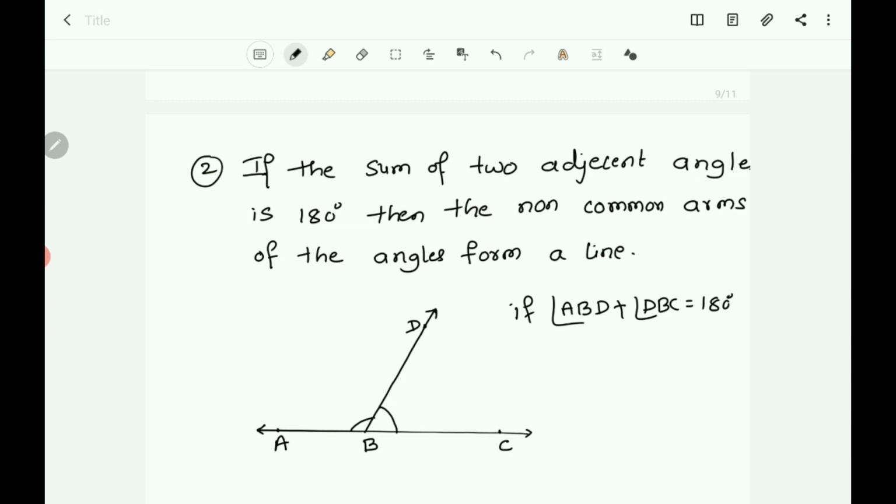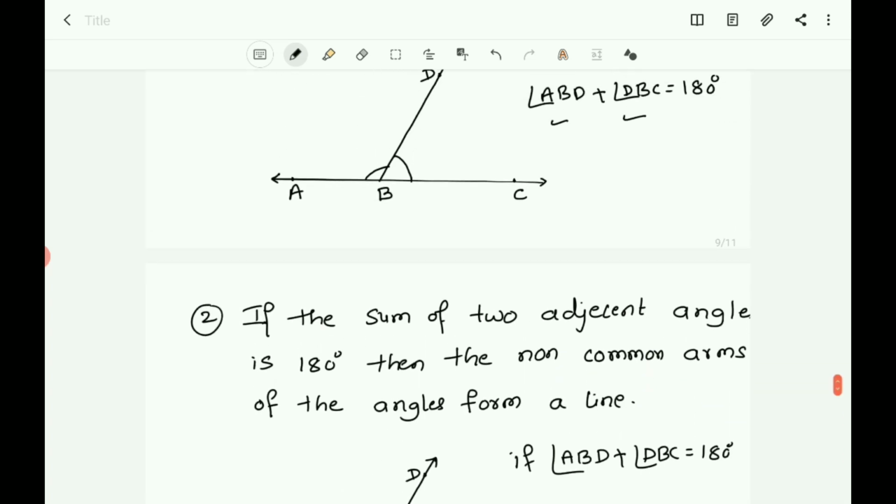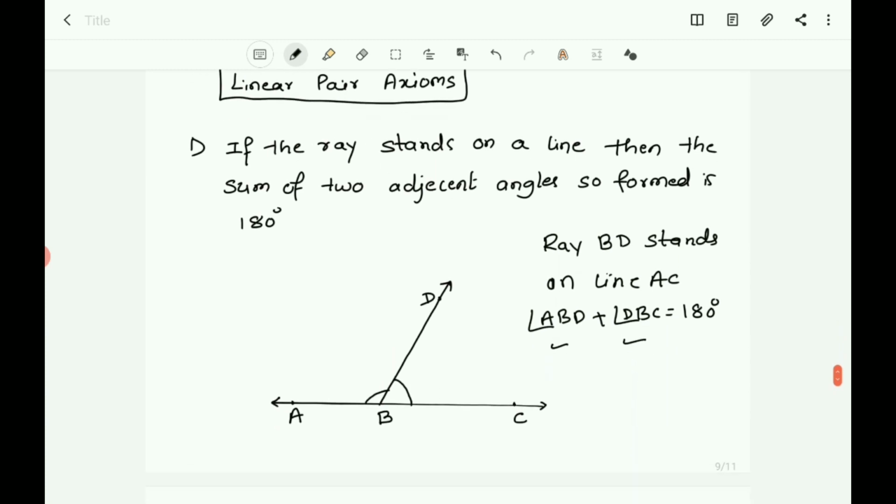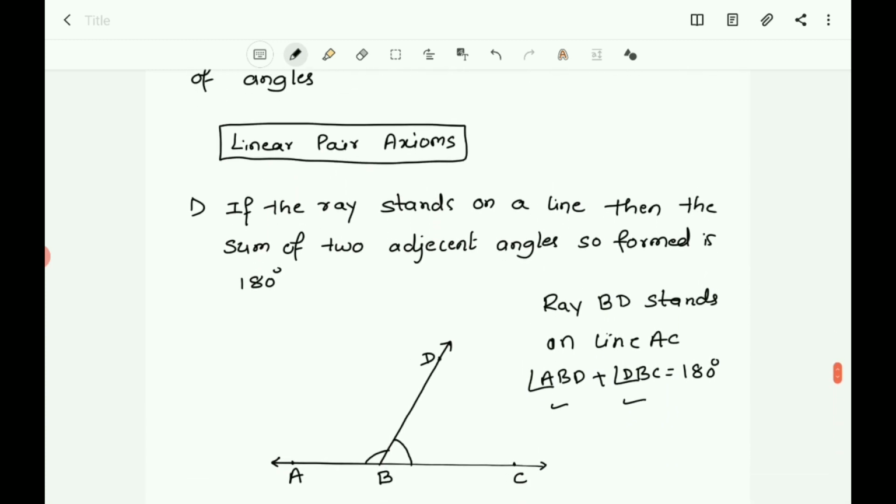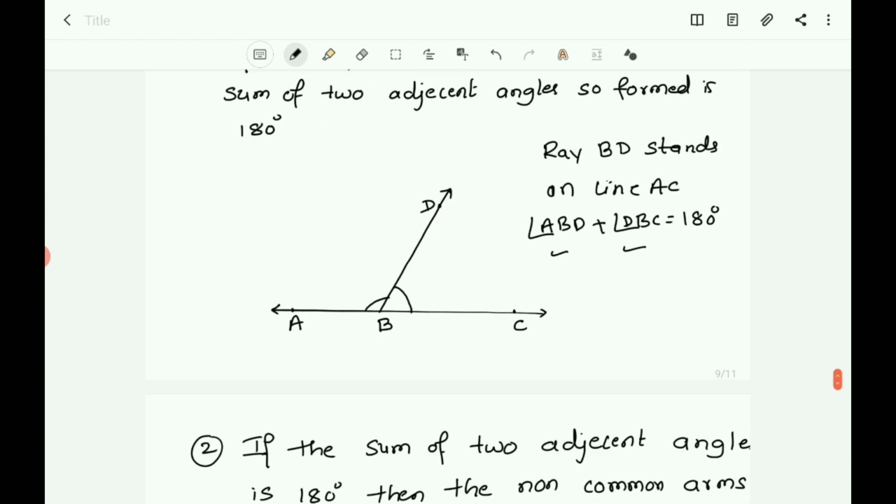Which are the non-common arms here? You know that BD is a common arm and B is a common vertex. Non-common arms are BA and BC. BA and BC form a line here. So what the axiom says, if the sum of two adjacent angles is 180 degree, then the non-common arms of the angles form a line. Those are the two axioms on the linear pair of angles, so they are called linear pair axioms.